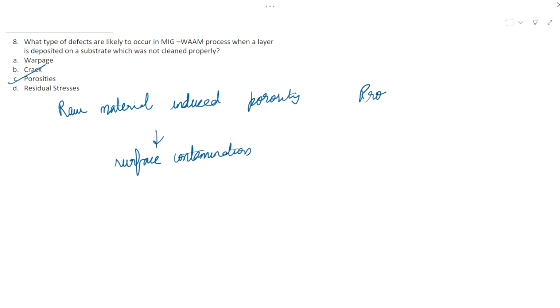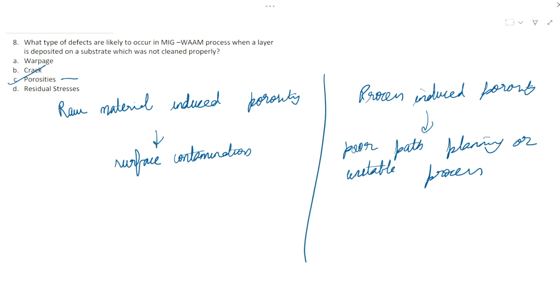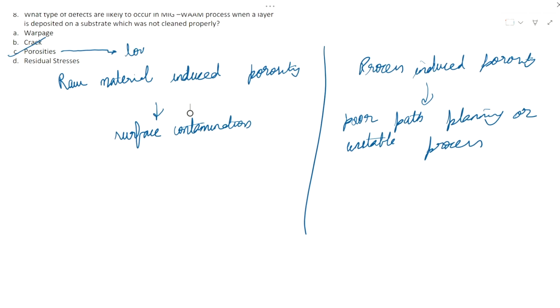And process induced porosity will lead to poor path planning or an unstable process. And the result of porosity is low mechanical properties and less fatigue life.